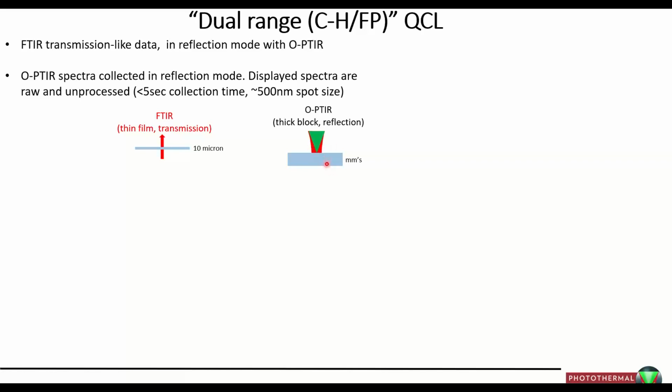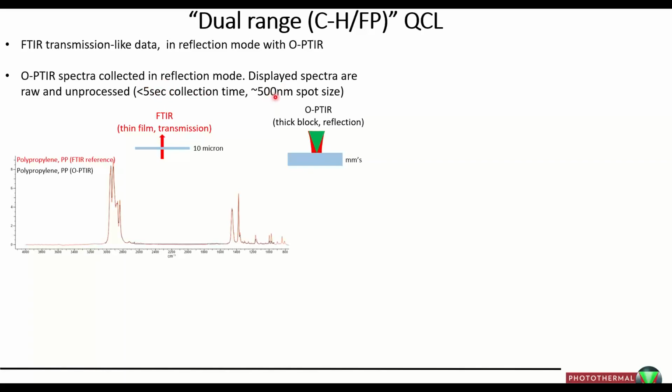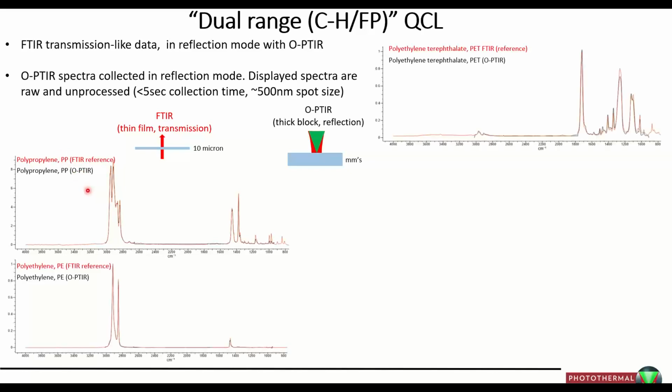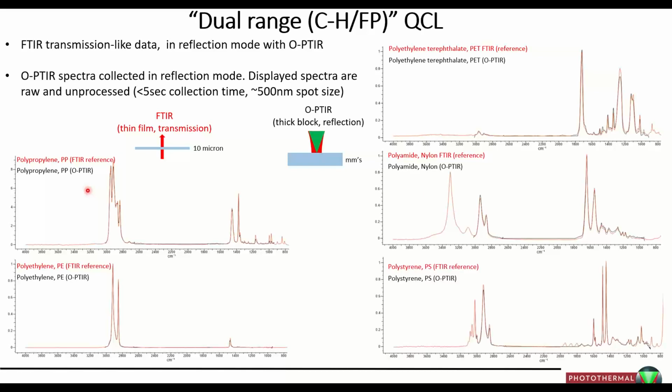Now this works equally well off a very thin section as well, and thin could be tens of nanometers even, so it works very well on thin, and it works very well on thick, and these are all a few seconds collection time from a 0.5 micron spot size. So the first example here is polypropylene. In red we have FTIR, in black we have OPTIR. As you can see, that's pretty much a spot-on match. Same is true for PE, PET, nylon, and polystyrene. Right, so really they are literally a one for one.